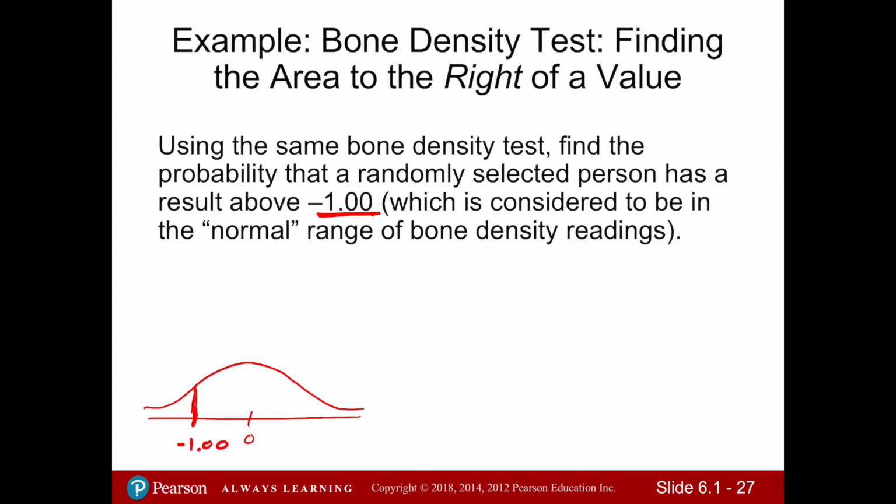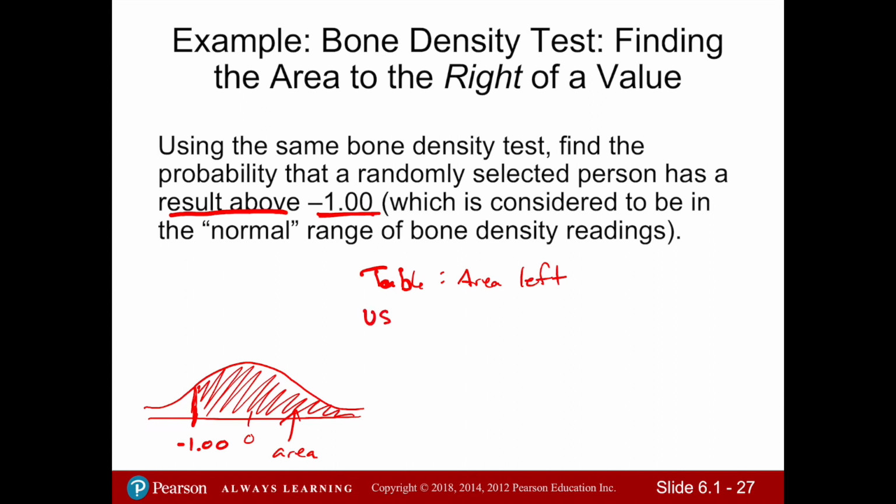And I'll put the horizontal line. What we want to do is shade in the region that this result talks about. It says that the person has a result above this. That would be the area above this, which is this shaded region. So I want to find the area of this. However, our table tells us area to the left. So what do we do? I want the area to the right, but our table only tells us area to the left.